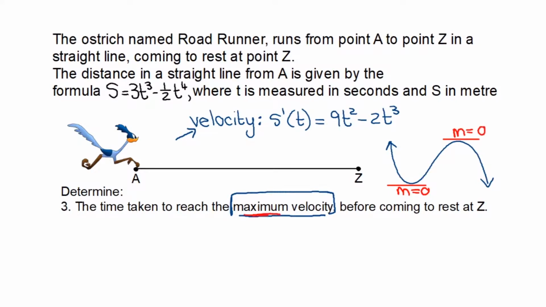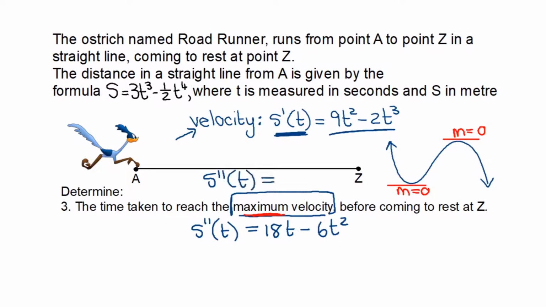So at the maximum velocity, we know the derivative of the velocity formula is 0. The velocity formula is given by this. I have to differentiate it and let it be equal to 0. So if I differentiate it, it's going to be 18t minus 6t squared. And what did we say? I know the second derivative must be equal to 0 at the turning points.